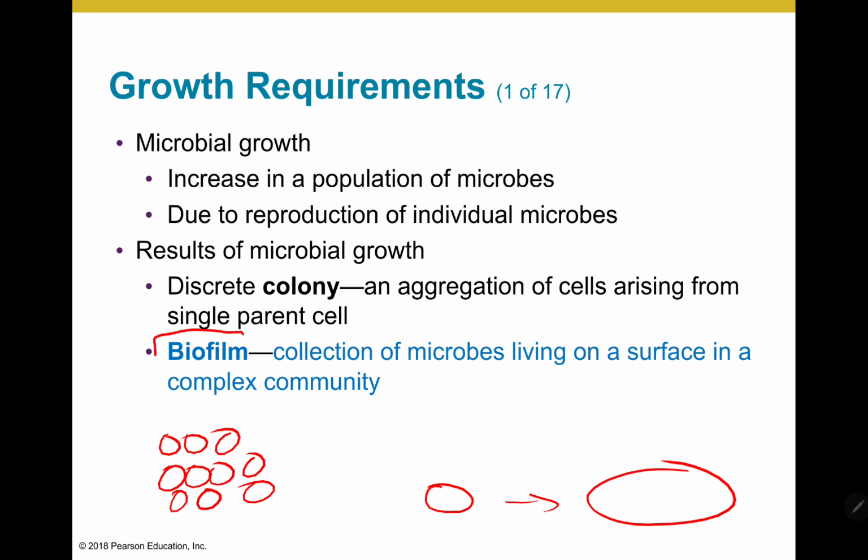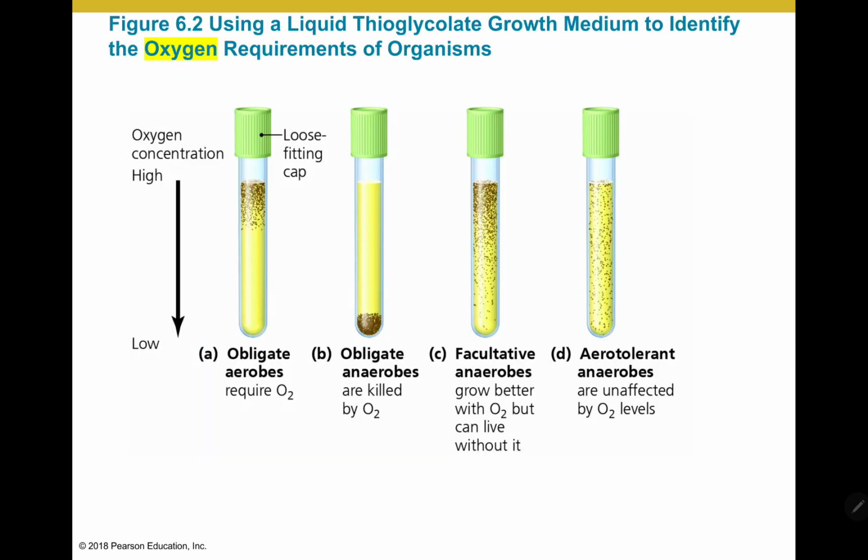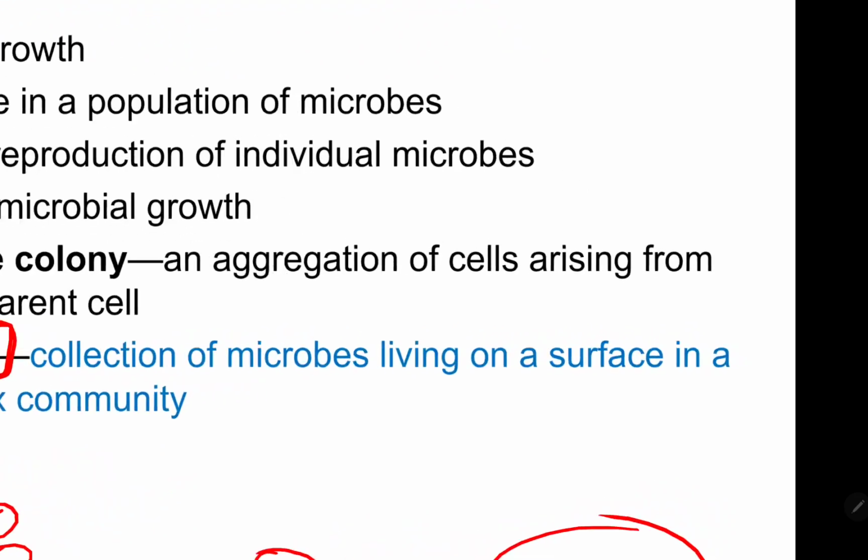And we also have biofilms, right? So gotta understand this concept of biofilms. A biofilm is just simply a collection of microbes living on a surface in a complex community, right? So it's like different microbes. So think of your teeth, for example. Different microbes growing on your teeth that's forming that biofilm.